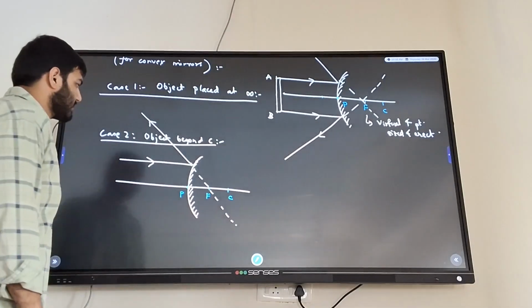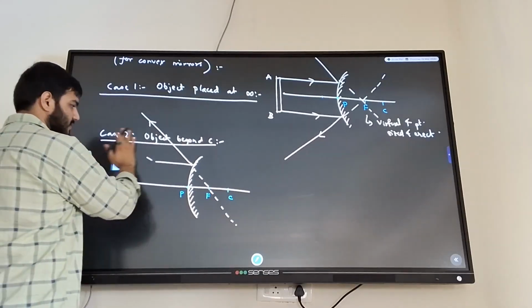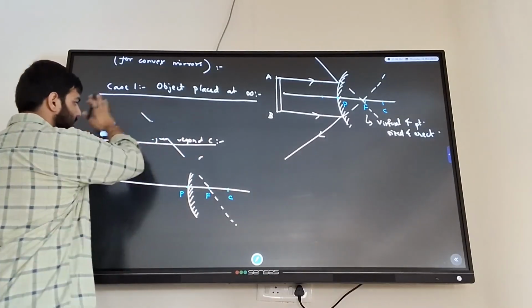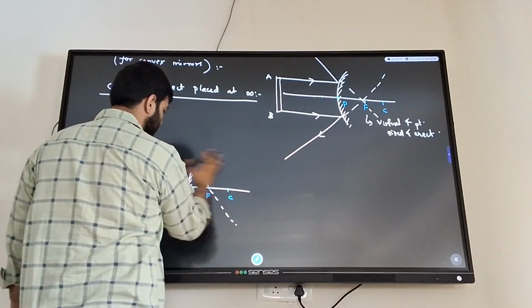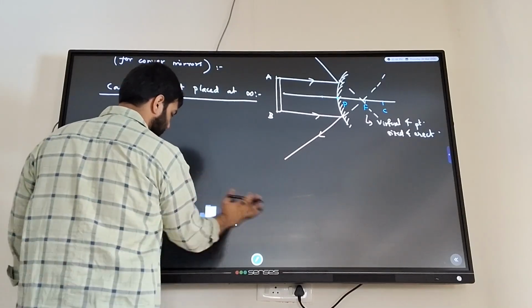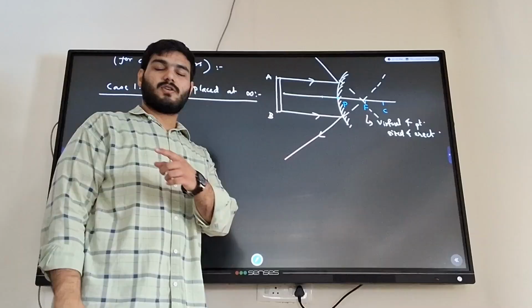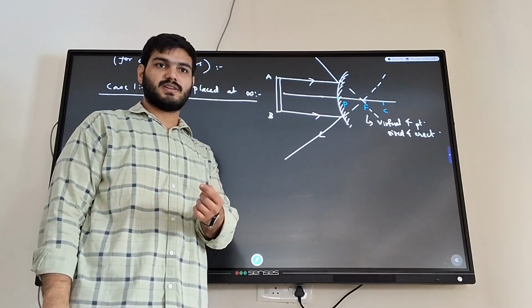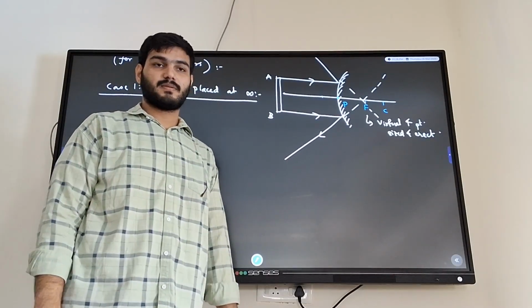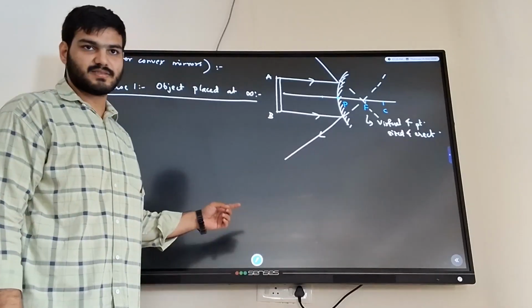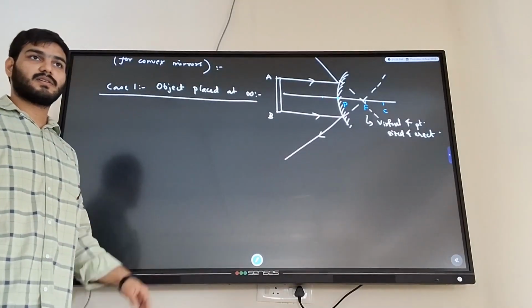I'm forgetting something. It will get reflected at an equal angle. Then it will go between P and F, and the image will be diminished. I think it should be between C and F for an object beyond C. Yes, that is correct, what you did. So it was correct.